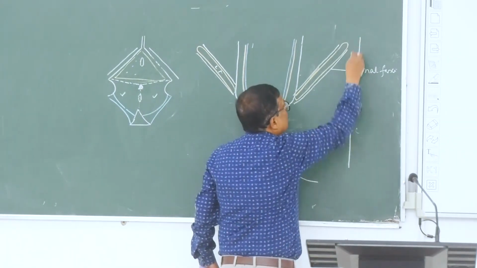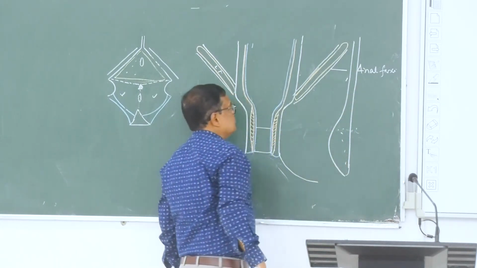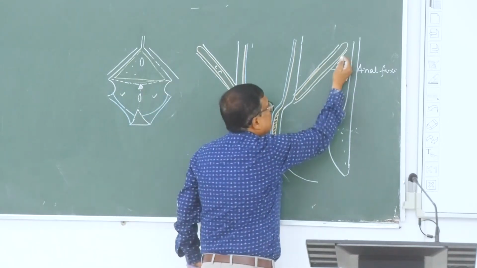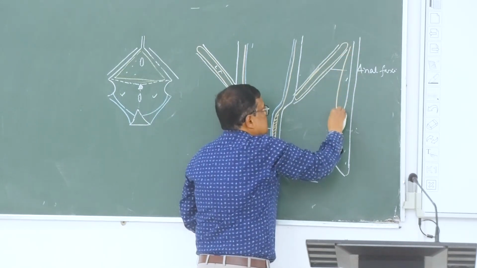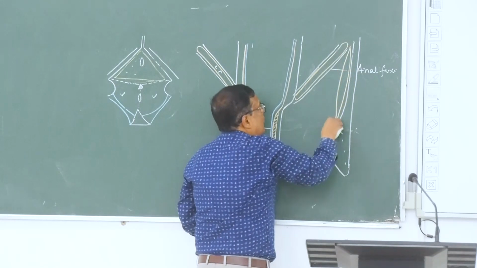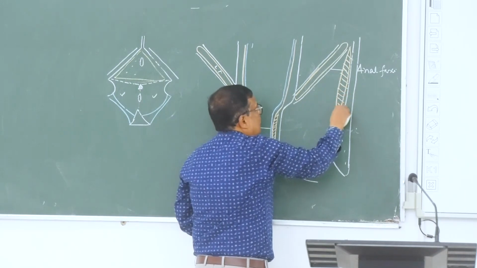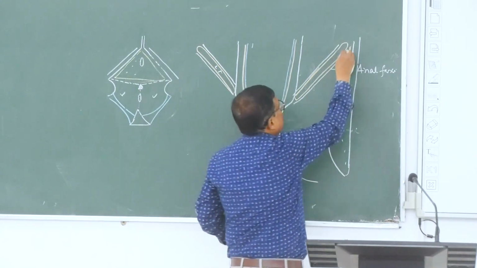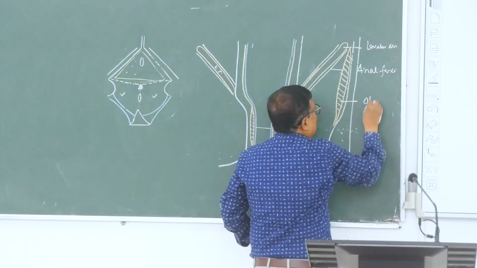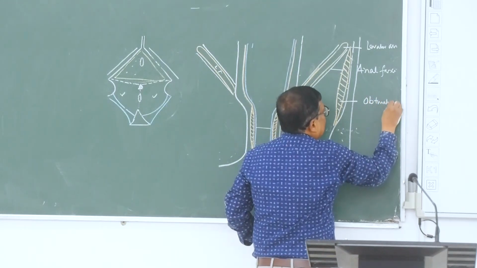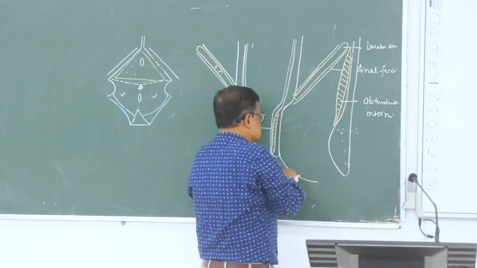Most laterally, what is there? The ischial tuberosity and ischium. That is called the obturator muscle. This is the levator ani, and this is the obturator internus muscle. It is covered by a fascia.